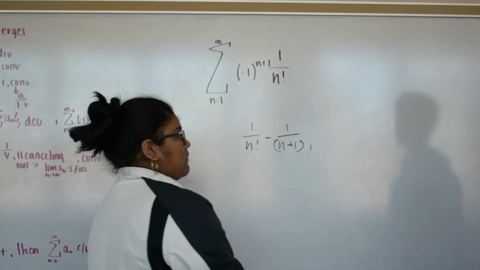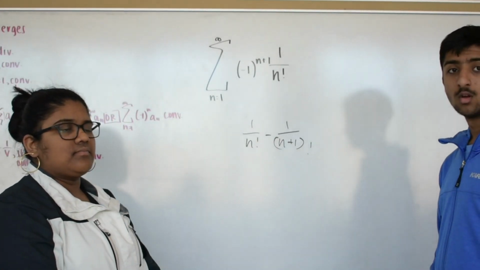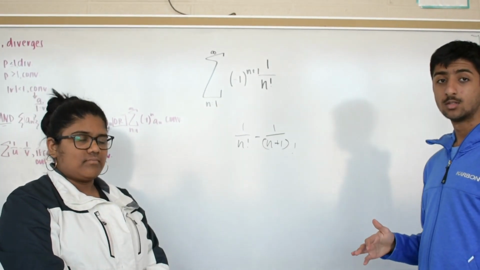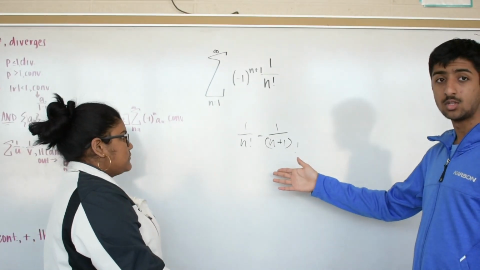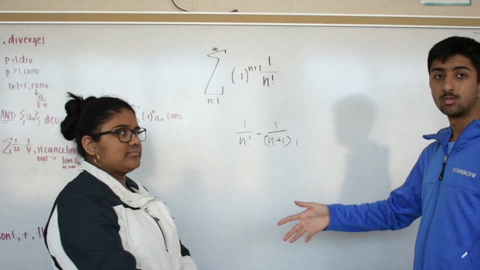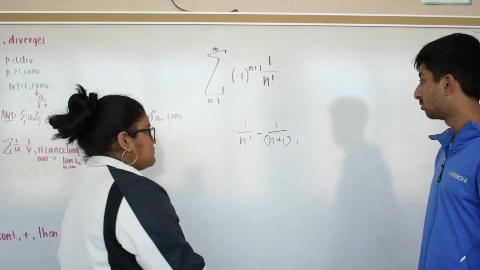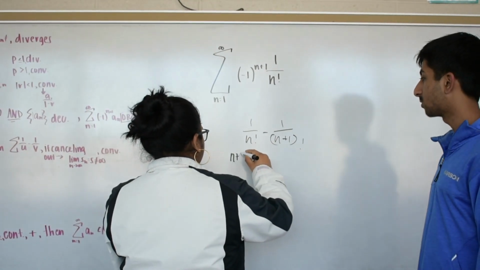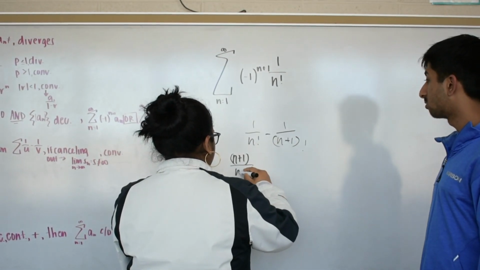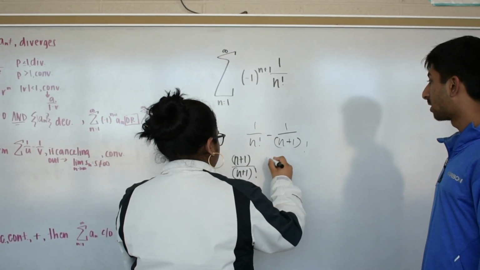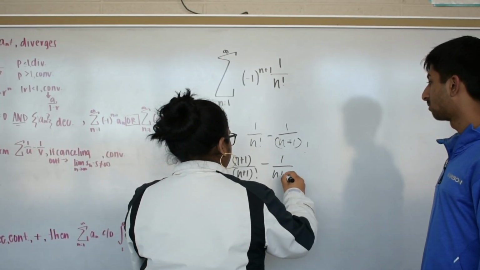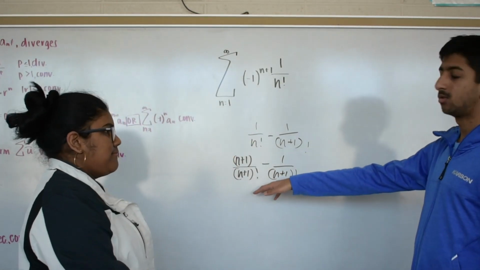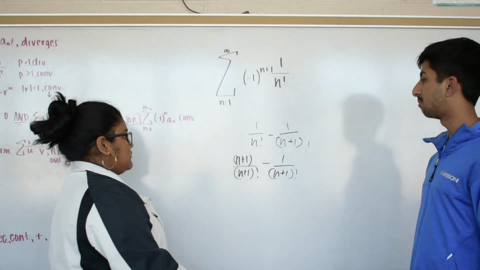So this difference has to be positive, which means it's decreasing, getting smaller every time. If this is positive, that means it's decreasing every time. I hope you can see that. So what we're going to do is multiply the top and bottom of this fraction by n plus 1. So we get n plus 1 over n plus 1 factorial minus 1 over n plus 1 factorial. They have a common denominator, so we just have n over n plus 1 factorial.